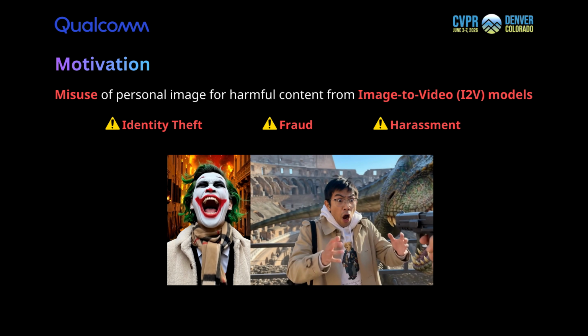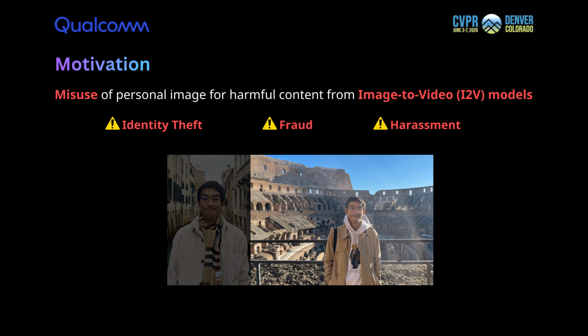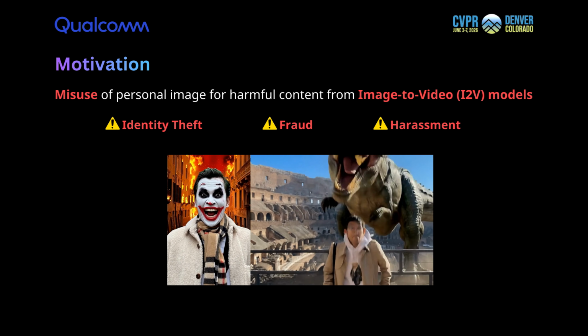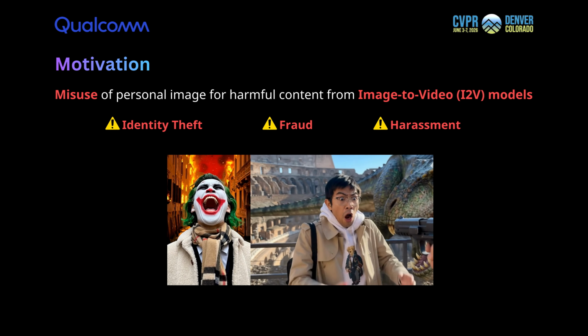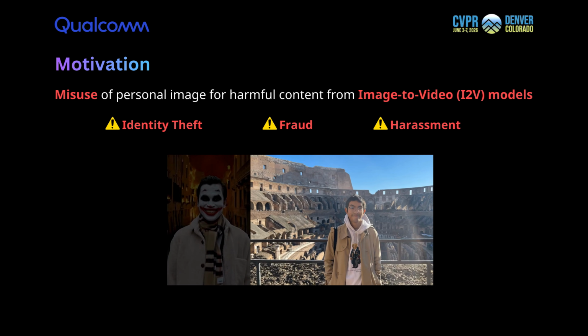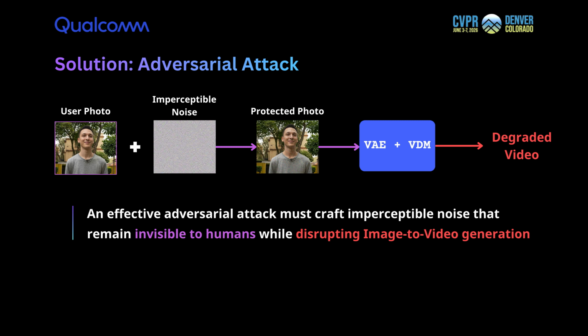This creates exciting applications, but also serious safety risks. With one image, an I2V model can animate a real person into realistic videos, making it easier to create misleading videos, impersonations, or unauthorized manipulations. To prevent such misuse, we leverage adversarial attacks as a proactive defense. Specifically, we craft imperceptible perturbations into the user's input image, disrupting I2V models and forcing them to generate degraded or identity misaligned videos.